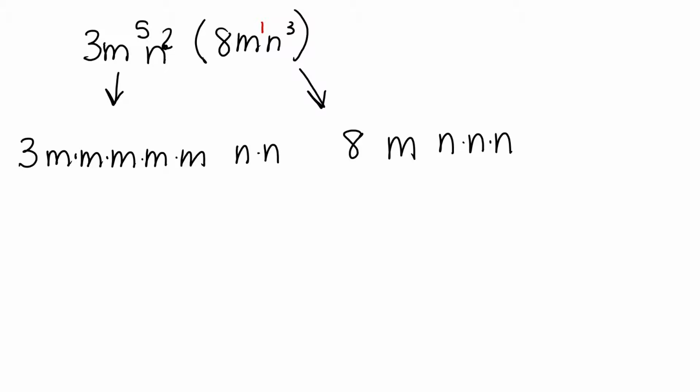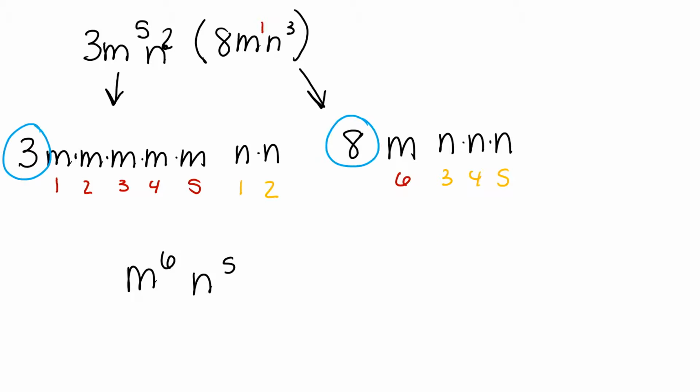When we count the base numbers, we count the ones that match. So we're going to put the m's together. 1, 2, 3, 4, 5, 6, m to the 6th power. And then we're going to put the n's together. 1, 2, 3, 4, 5. N to the 5th. And again, keeping our coefficients as just regular numbers, we multiply 3 times 8, which is 24. 24, m to the 6th, n to the 5th.